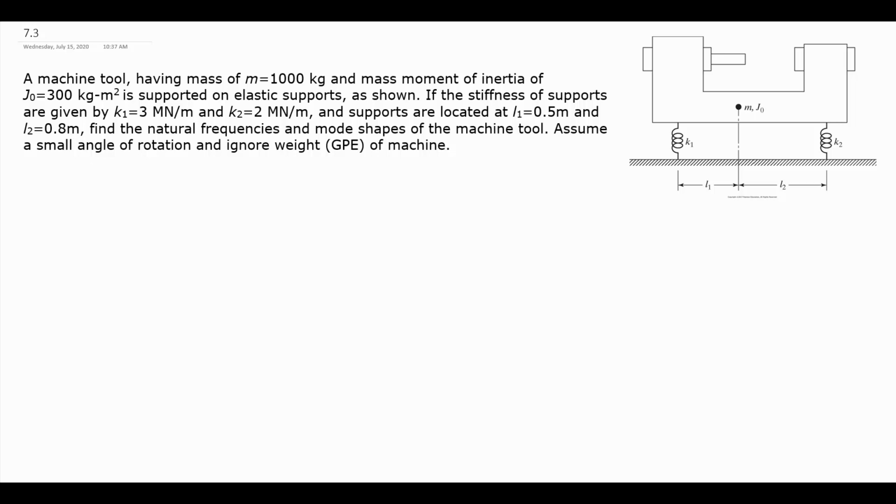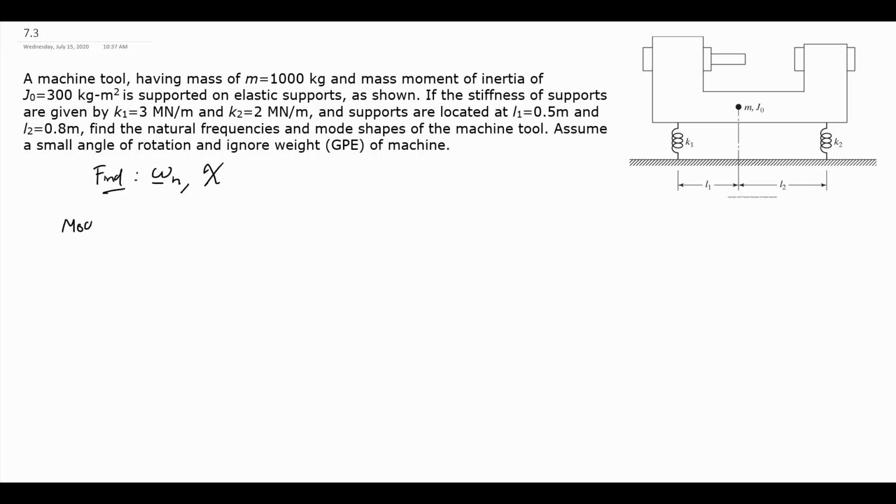This problem has us find the natural frequencies and the mode shapes for this machine tool that's able to translate vertically and rotate about its center of mass. So in the end, we want to know the two natural frequencies, as it's going to be, and the mode shapes.